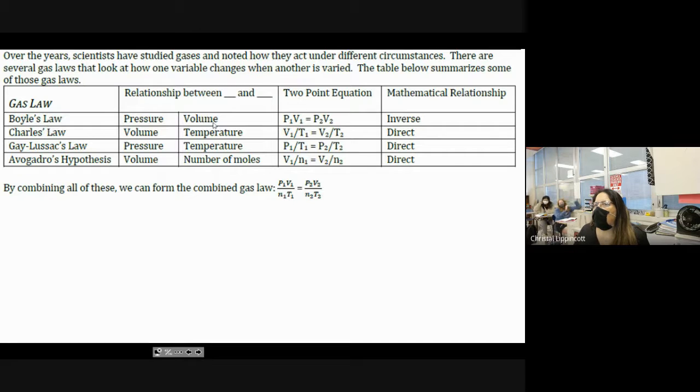Boyle's law, pressure and volume. So P1V1 equals P2V2. This is inverse. So if one goes up, the other goes down. This is volume of the container. So you have to kind of wrap your brain around the difference between volume of your container and number of moles. Number of moles is the amount of gas you have in there. And people oftentimes think of that as the volume. It's not. Okay, number of moles is different.